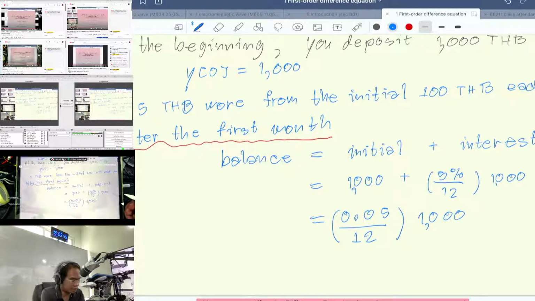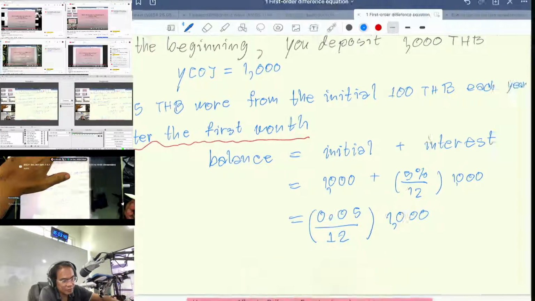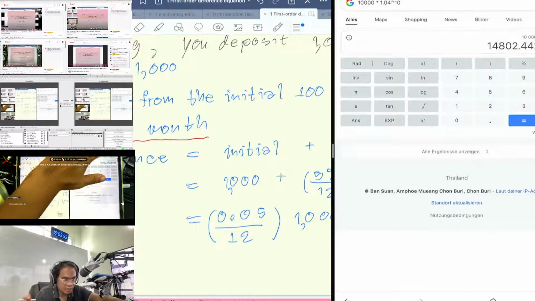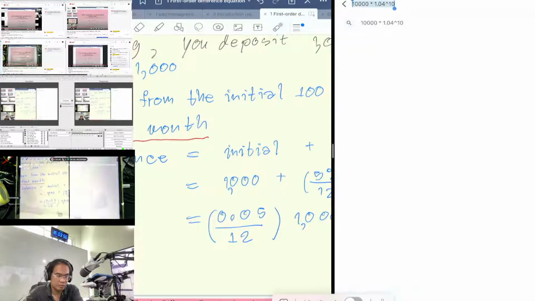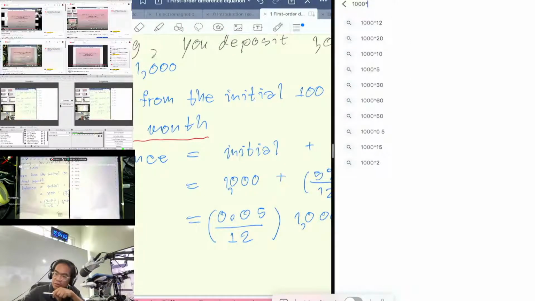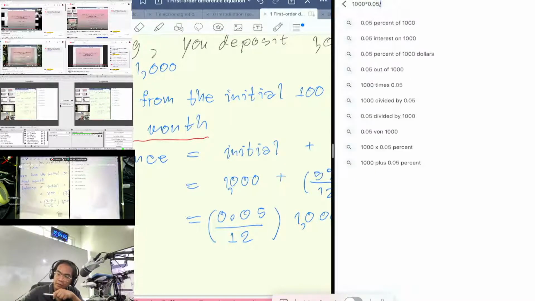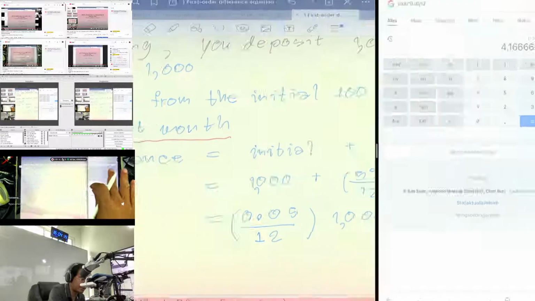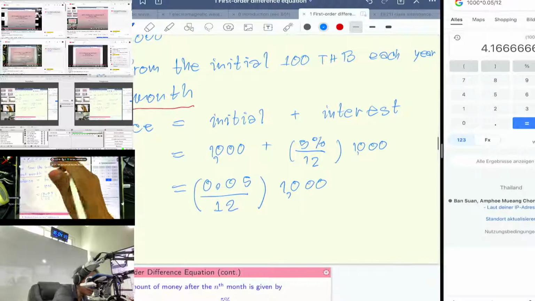So yeah, 0.05 times 1,000 and you could get the result, right, which is, I don't know, 1,000 times 0.05 divided by 12. It's 4. Oh, no, I'm stupid. My God. It's not correct here.